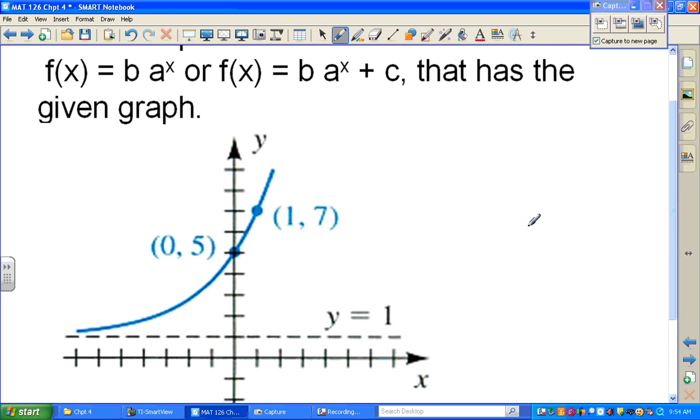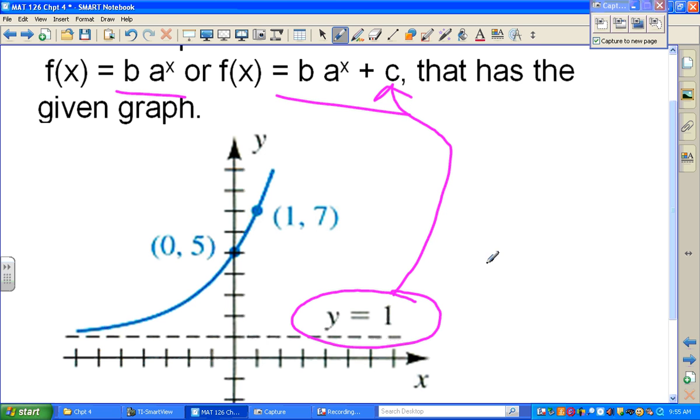Number 28. So which one am I going to use? The one on the left or the one on the right? What do you think, Caleb Benson? Left or right? Why the right? Because the horizontal asymptote isn't 0. So that means C is going to be +1.